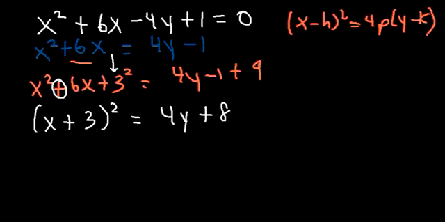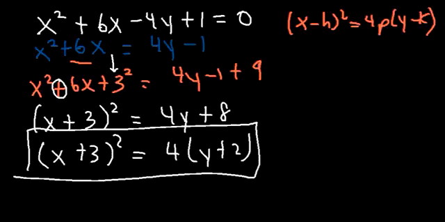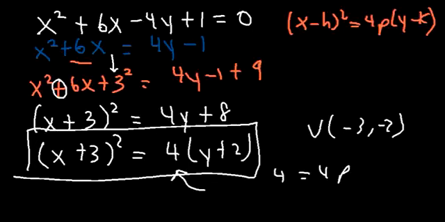So all we got to do now is factor out a 4 from the right side. So it's 4 times y plus 2. And now the parabola is in standard form. The vertex is (-3, -2), and this number is equal to 4p, so p is 1.